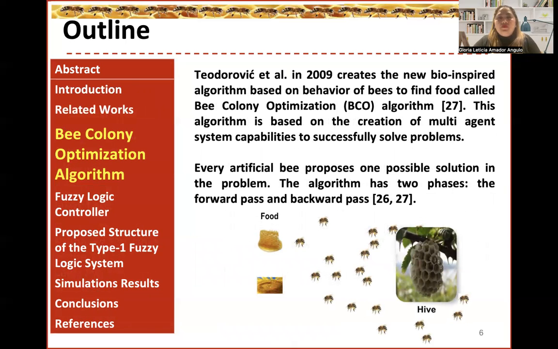Teodorovic in 2005 created a new bio-inspired algorithm based on the behavior of bees to find food, called the Bee Colony Optimization algorithm. This algorithm is based on creating a multi-agent system capable of successfully solving problems. Every artificial bee proposes one possible solution to the problem. You can see the representation in nature of this algorithm.